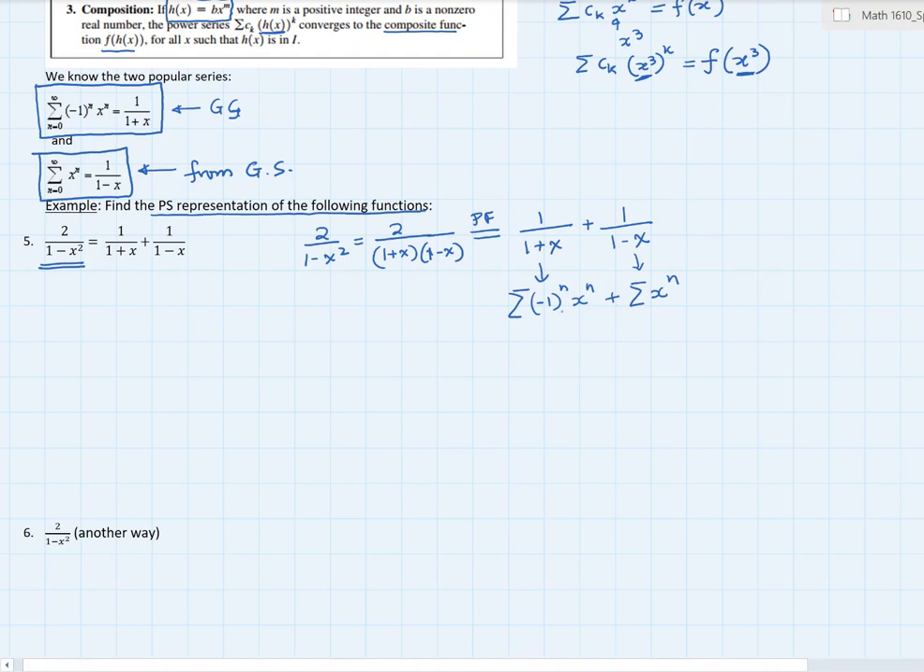So now we have to learn how to combine these two series. One way to do it is by writing them out. I'm going to do it that way, and then you can become comfortable doing it without writing it also. So first let's do when n is equal to 0. When it's 0, I get 1 from here and plus 1 from here.